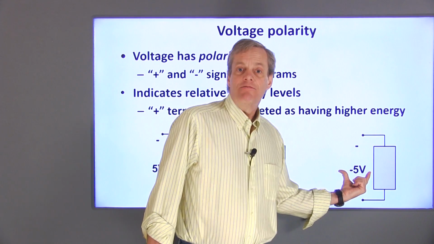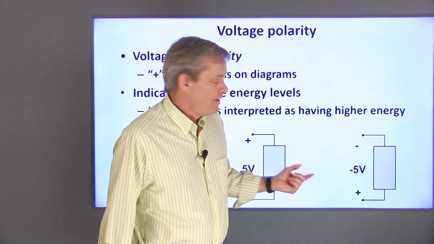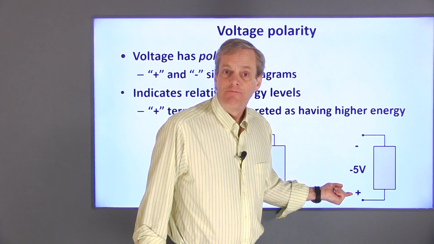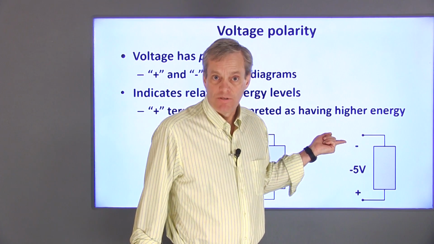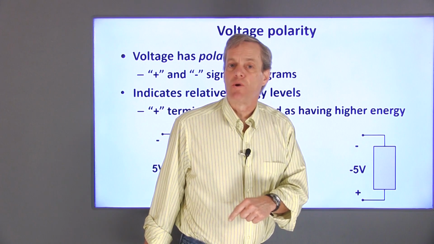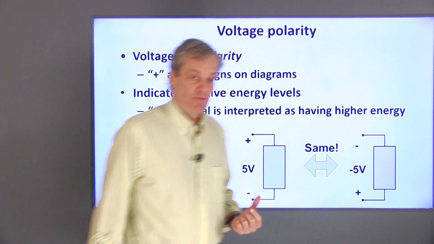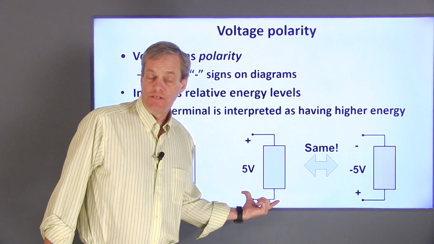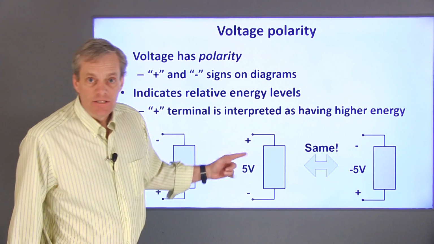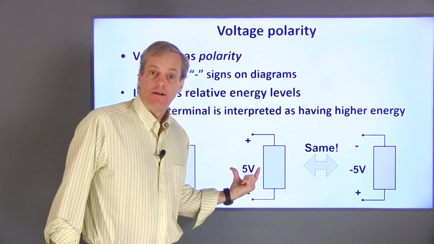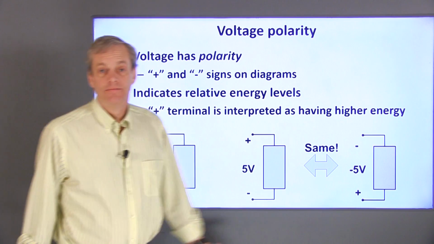Finally, I can have negative voltages. Here, the bottom terminal is negative 5 volts higher than the top terminal, which means it's actually 5 volts lower. So this voltage difference is exactly the same as this voltage difference. Simultaneously changing the polarity and the sign on the voltage has no effect.